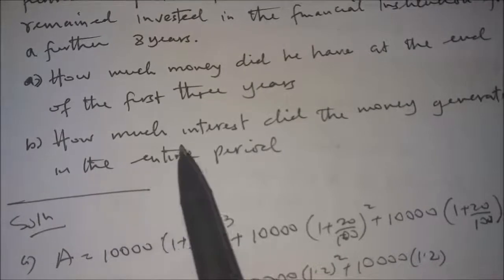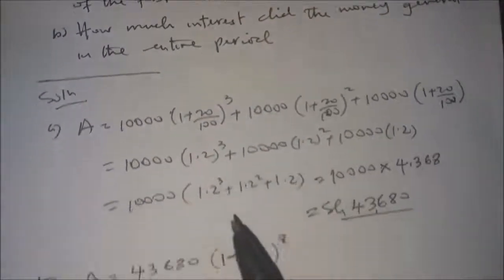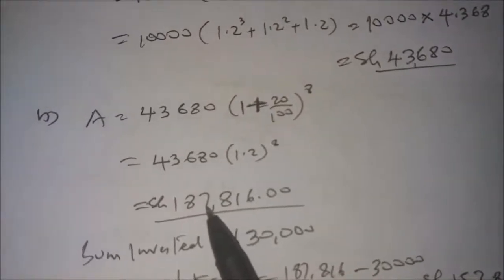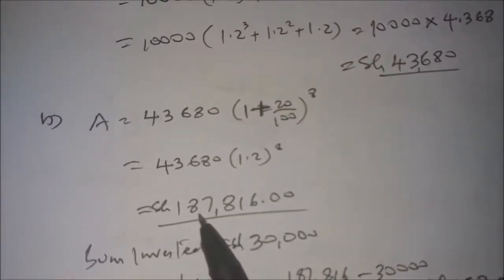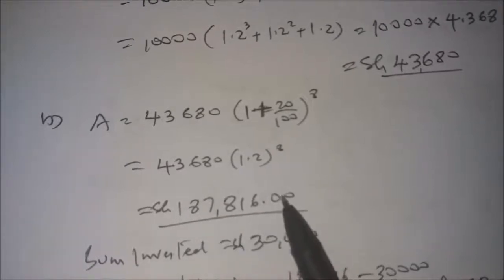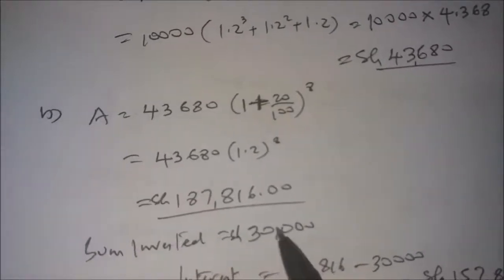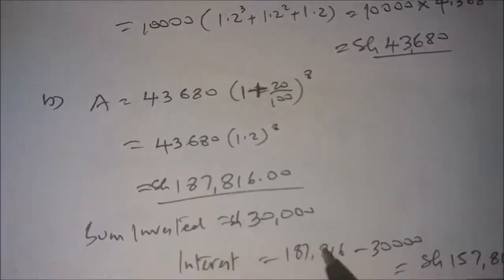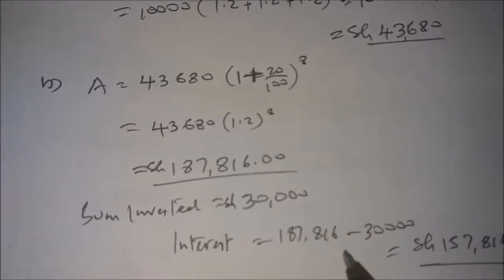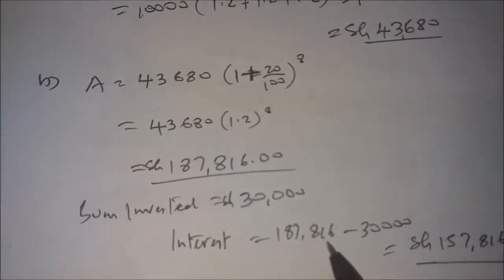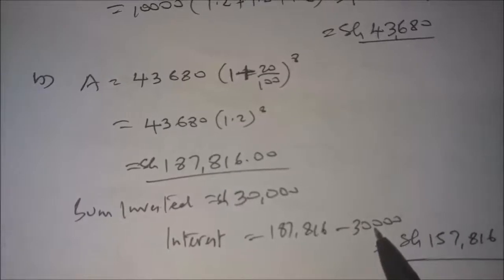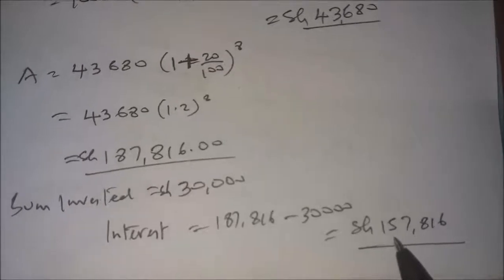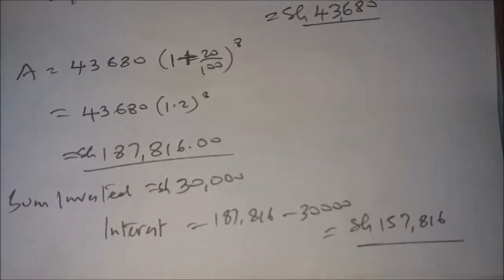So we are required to find how much interest. At the end, the accumulated amount is 187,816, and the sum invested was 30,000. Remember, he deposited 10,000 every year for 3 years. So the interest earned for the entire period will be the final amount, subtract the amount invested, and we end up having an interest of 157,816.